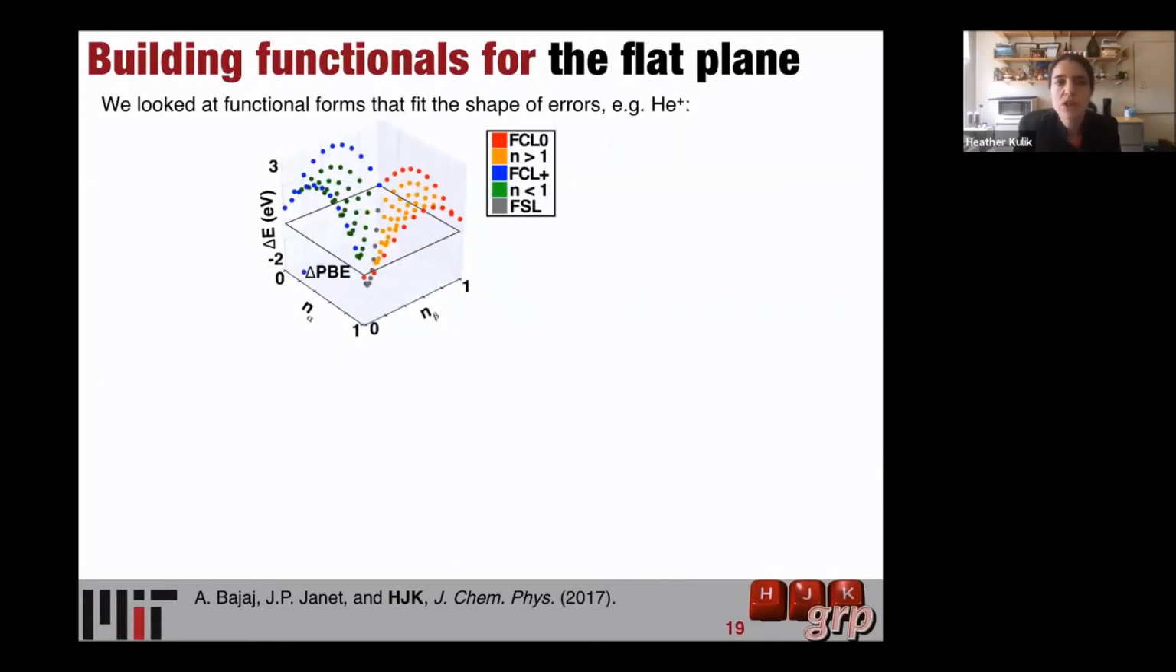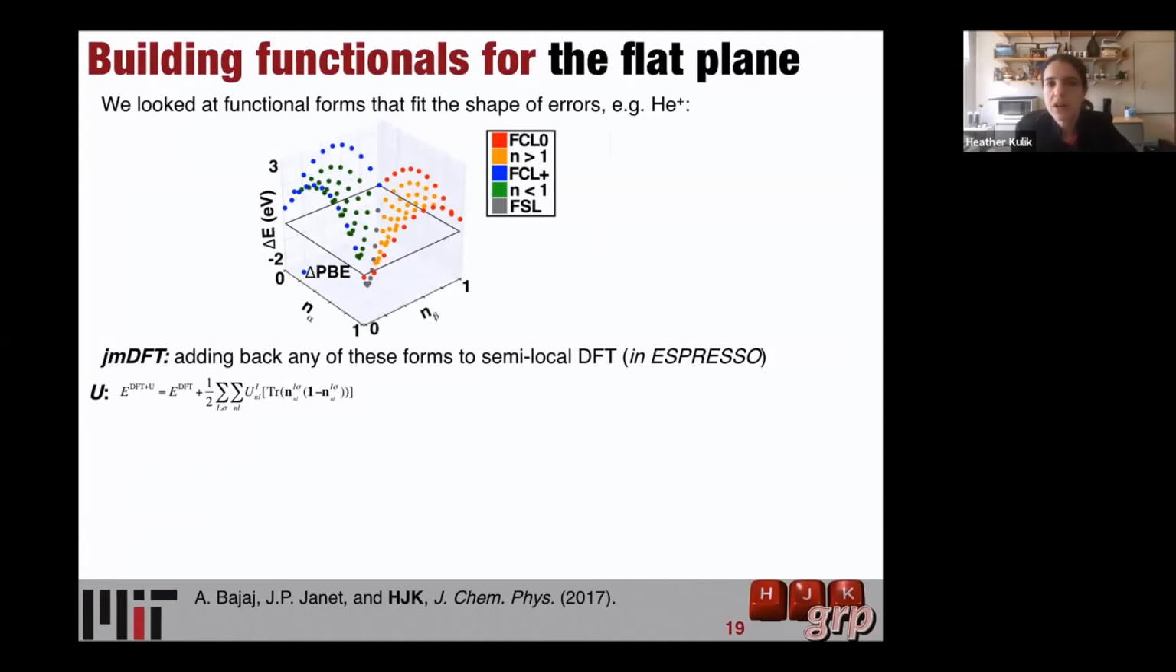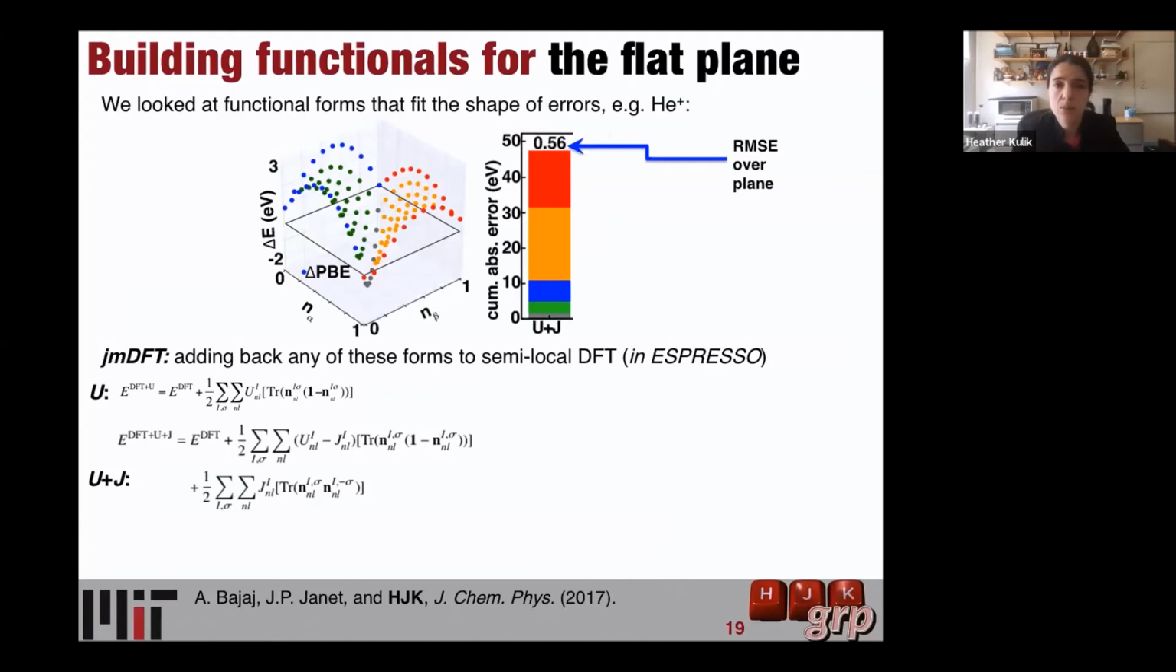And so what we did was we just inverted the errors and looked at how we could correct them. And we did all of this in Quantum ESPRESSO, and we looked at whether we could add back the J term. And it turns out that U or U with J cannot reduce the errors on this flat plane. There's no way to tune any amount of coefficients to eliminate these errors.